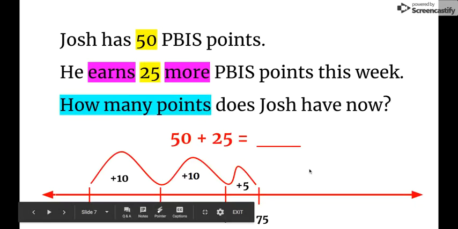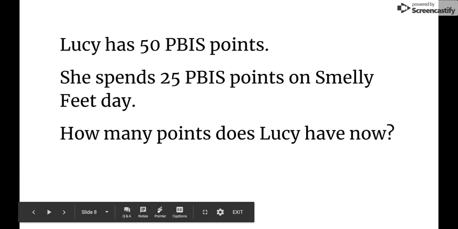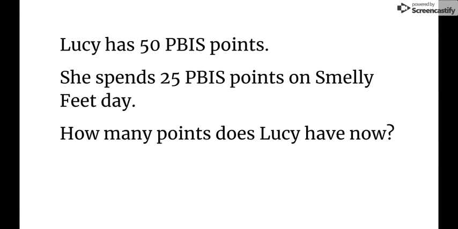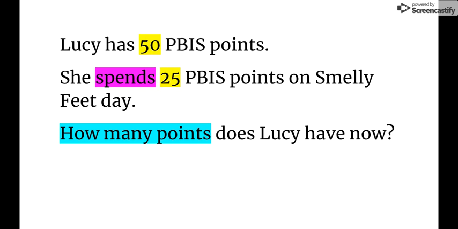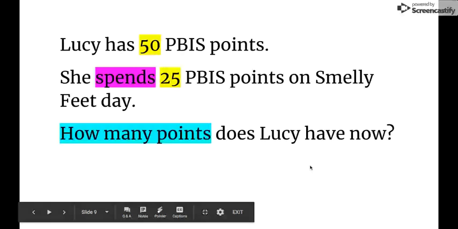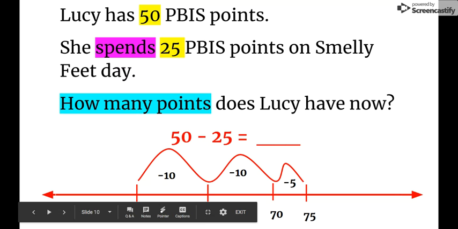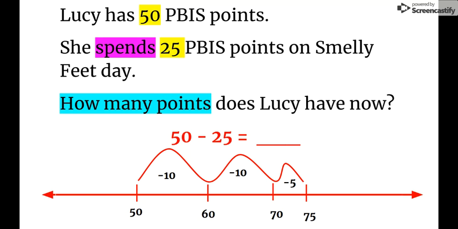All right, for the next problem, we are going to do, Lucy has 50 PBIS points. She spends 25 points on Smelly Feet Day. How many points does Lucy have now? So for this problem, once again, we would go through and highlight the keywords and numbers. Key numbers are 50 and 25, and this time "she spends." So we would talk about what that would mean, and hopefully they would pick up on that would indicate some subtraction. And so we set up our number sentence, 50 minus 25, and then did our number line below.